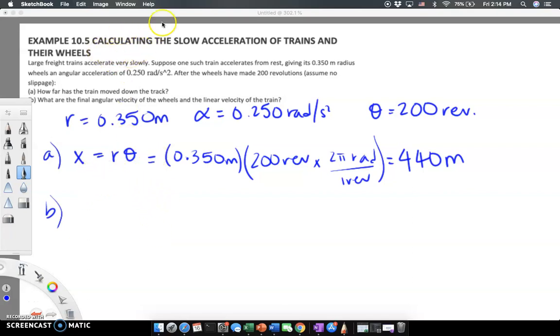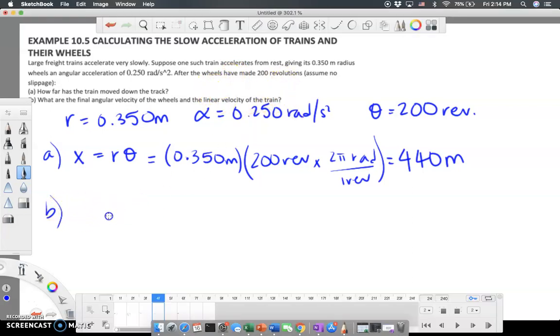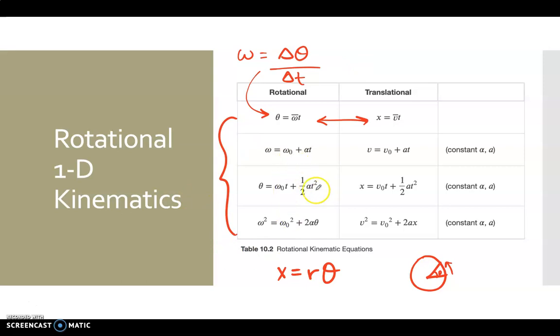So we were looking at the acceleration and motion of trains, okay? Let me repeat this last part that we were trying to figure out. We're trying to figure out the final angular velocity of the wheels and the linear velocity. Let's look at our equations. We want to know omega, so these two equations would be good to look at. We have our alpha and we have theta. So let's use this equation here since we don't know a time.